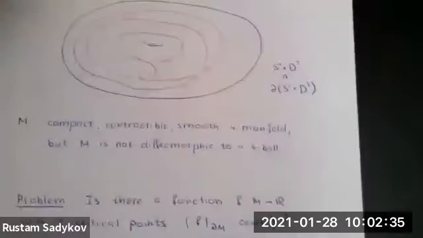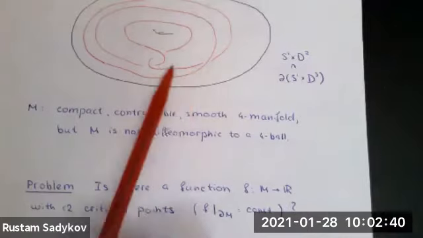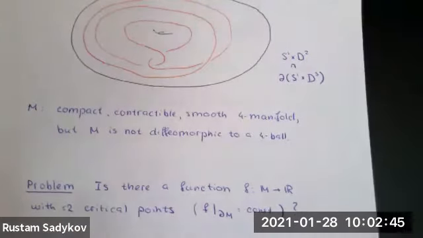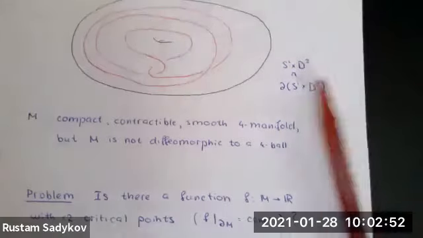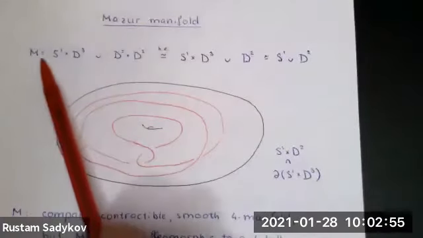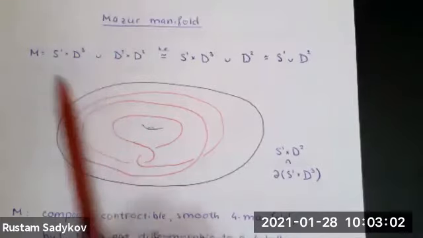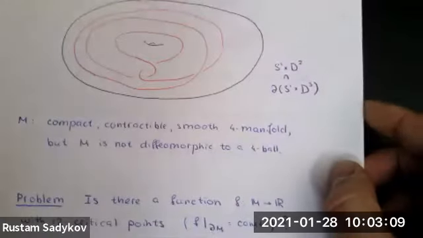And then here's the problem: is there a function on this manifold M, on the Mazur manifold, with less than or equal to 2 critical points, such that on the boundary F is constant? Here I constructed a decomposition of the manifold M into 3 handles, because over here I have a 0-handle and a 1-handle, and here's a 2-handle. So I basically constructed a function on this manifold with 3 critical points. And the question is, can you construct a function with 2 critical points?